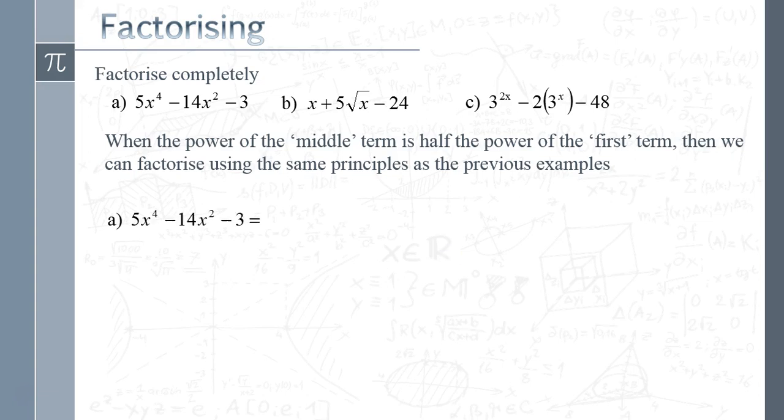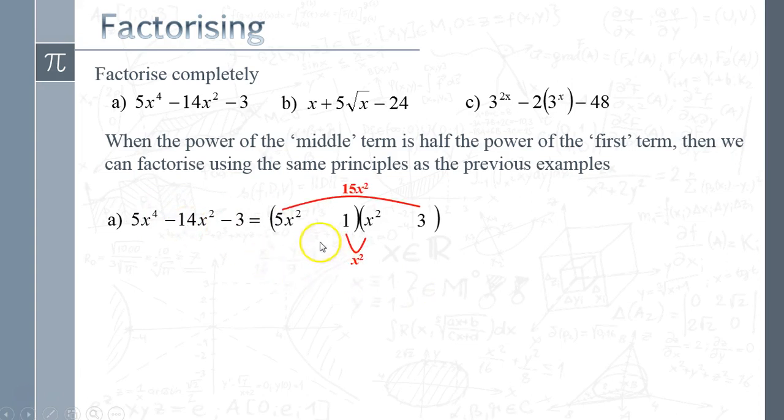So here we go. All I'm going to do is look at this and say, well, let's set up my structure with brackets. By putting 5x squared and x squared, that's how I'm going to get 5x to the power 4. And the middle terms, if I put a number there and there, x squared times that is going to give us an x squared term. So if we put in 3 and 1, because we know the numbers in the brackets have got to multiply to make 3, and at the same time add to make minus 14.